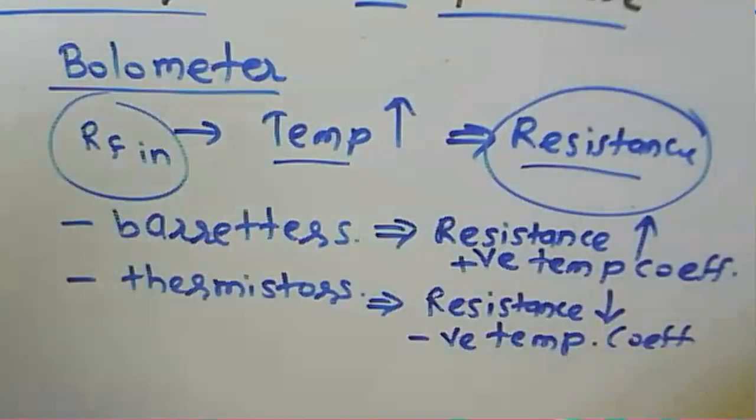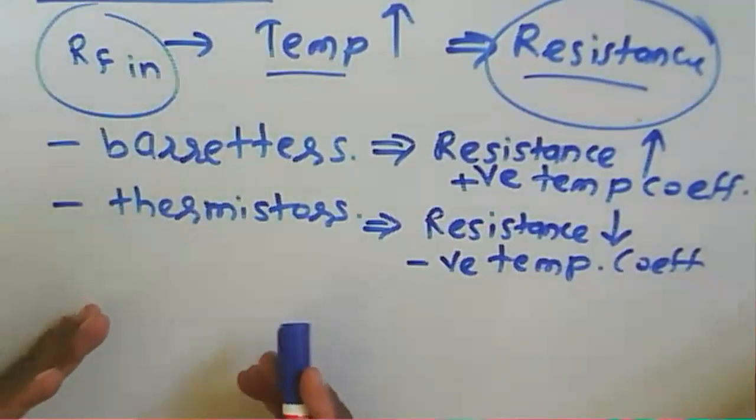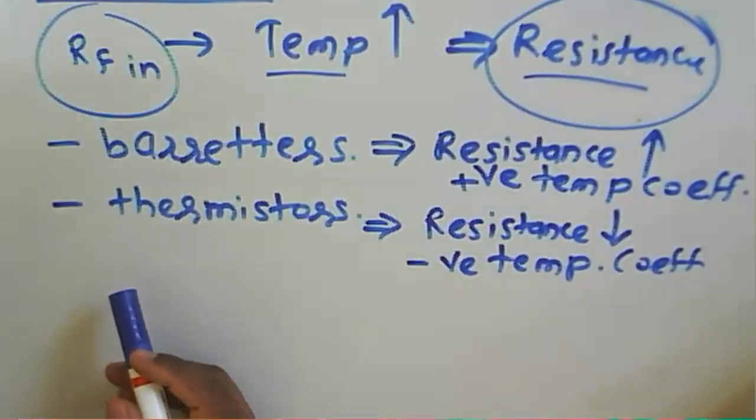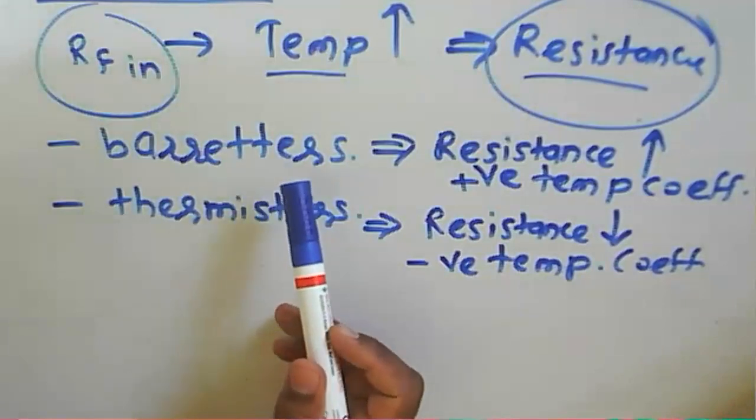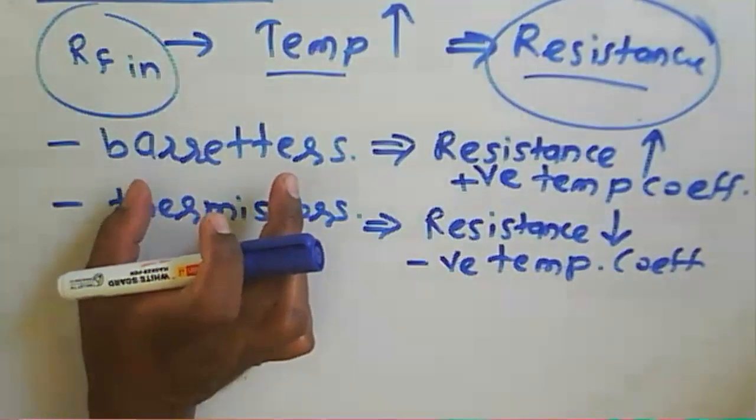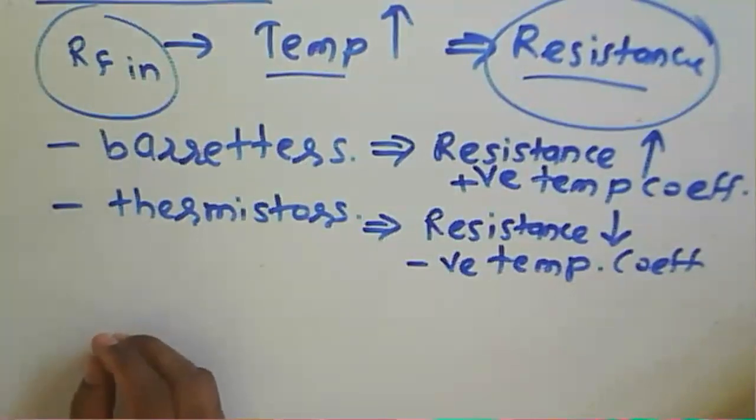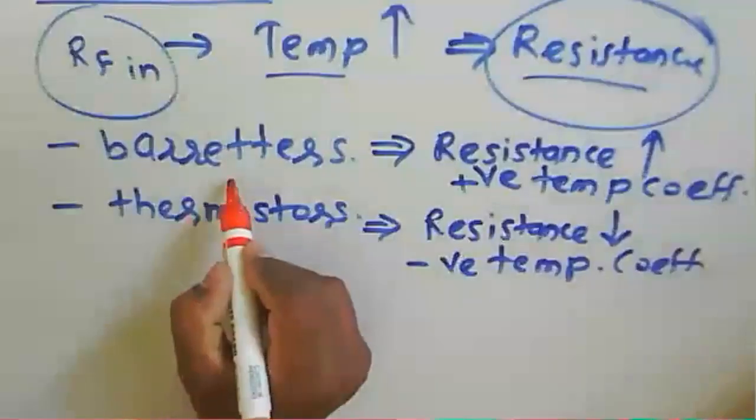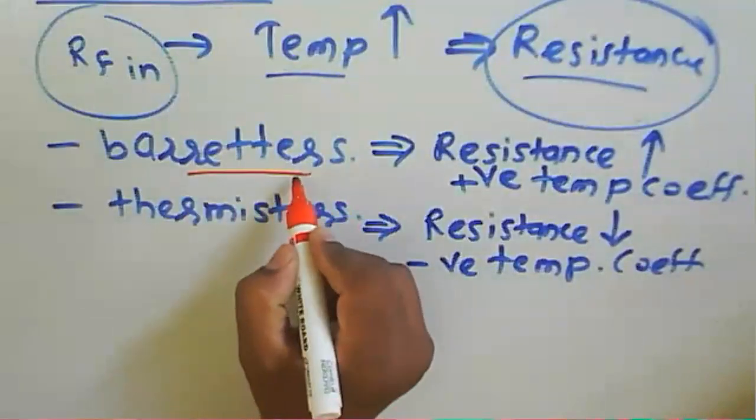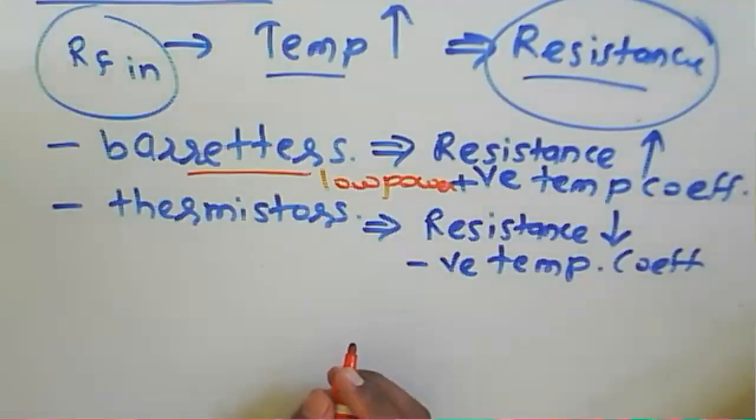Now, if you see this one by one component, that is about a barometer, and this is a thermistor here. So how much is the power level measured by this particular device? Generally, a barometer is nothing but a thin short platinum wire that is used to measure low microwave power. Okay, so we can say that here the barometer is used to measure low power.